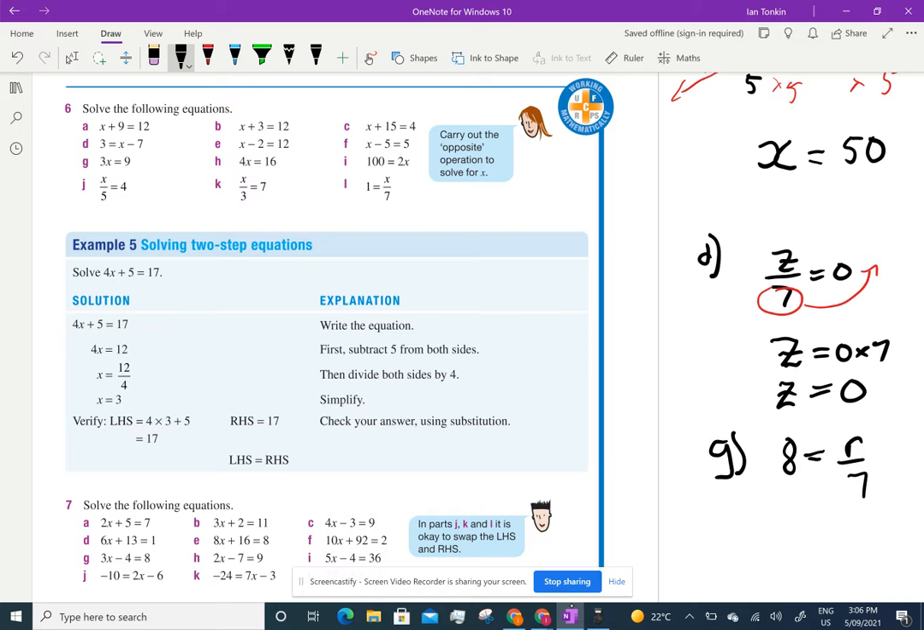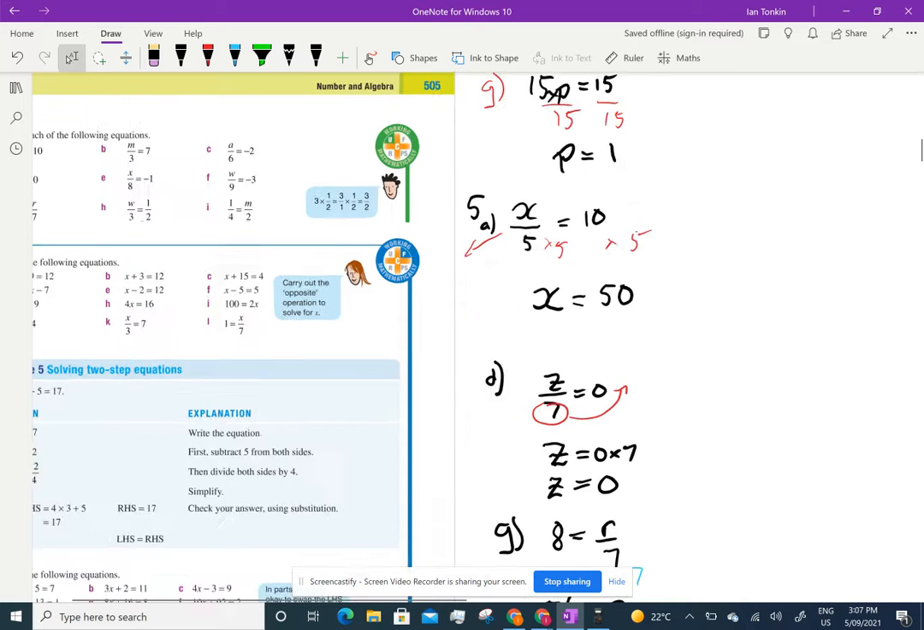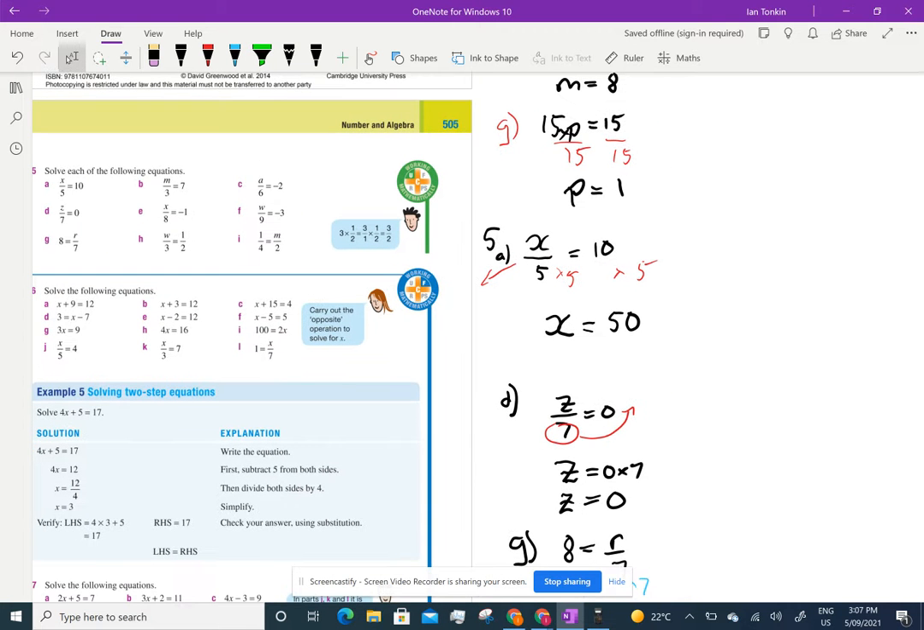So I'm going to times by 7. That gets rid of the 7 that is with the R. And 7 times 8 is 56. And I'm just left with the R. And I can read it this way. R equals 56. Righto.